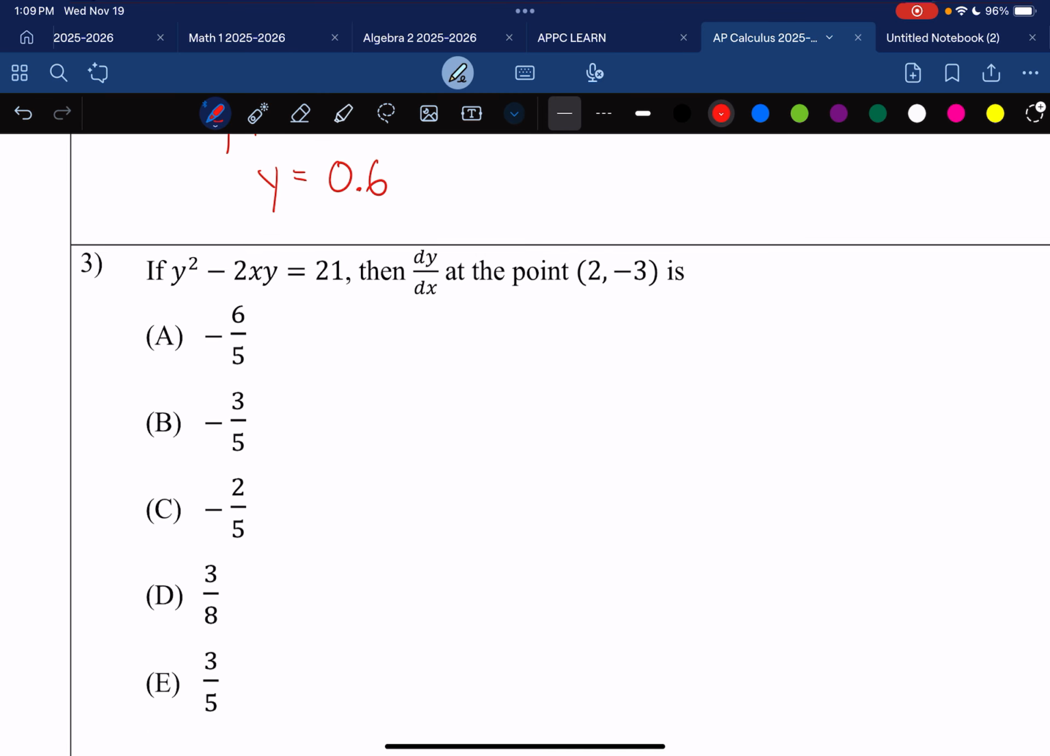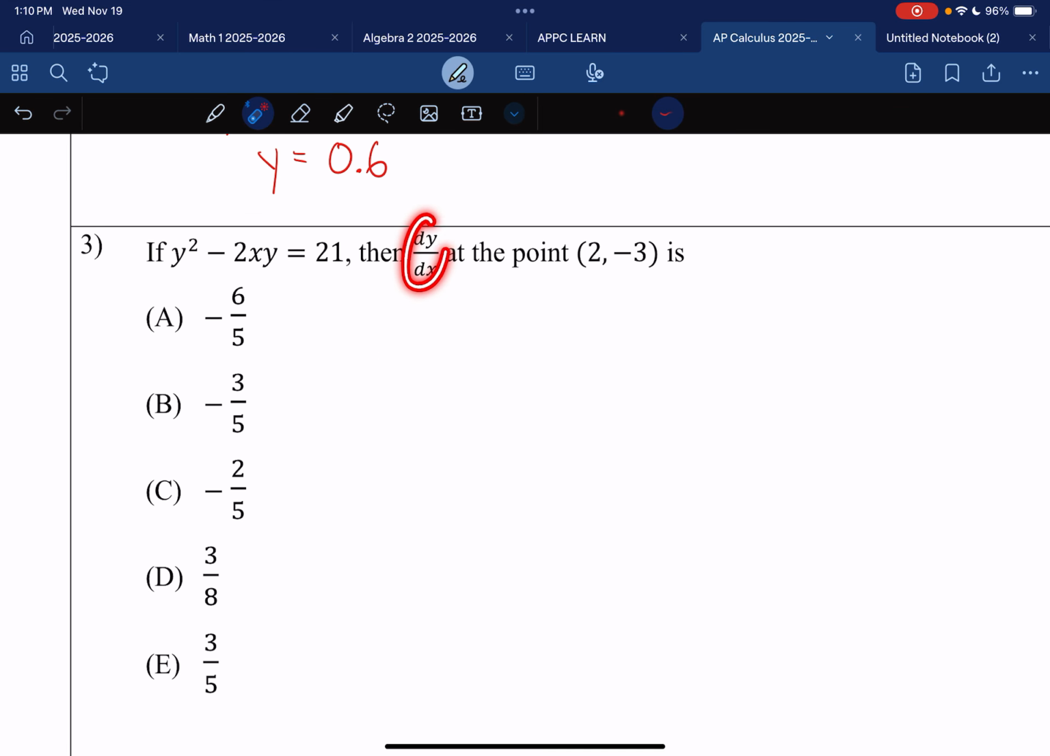Moving on to number 3. We're asked to find y prime. Therefore, I need to find a derivative. Just be careful, because this is going to be product rule. That's 1 D2 plus 2 D1. Let's go ahead and take the derivative.